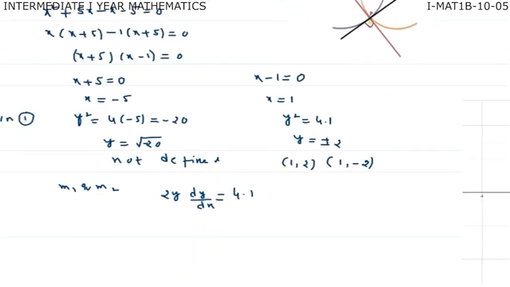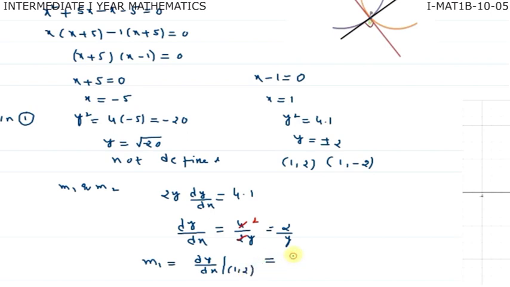Dy by dx is equal to, from this, I will get 4 by 2y. On cancellation, 2 ones are 2, 2 twos are 2. This will give 2 by y. Now m1 is equal to dy by dx at the point 1 comma 2. So 2 divided by y is 2, so m1 is equal to 1.